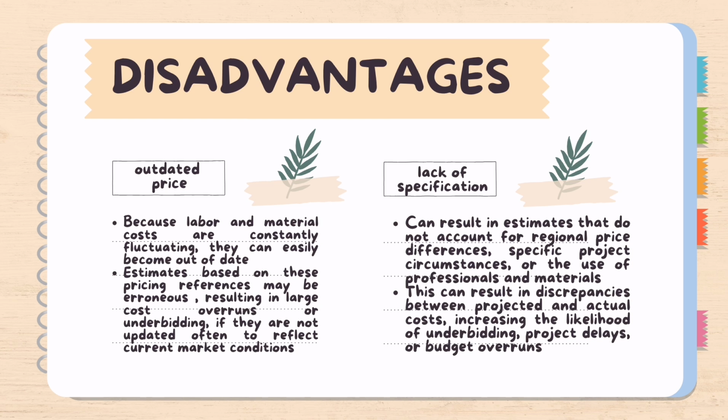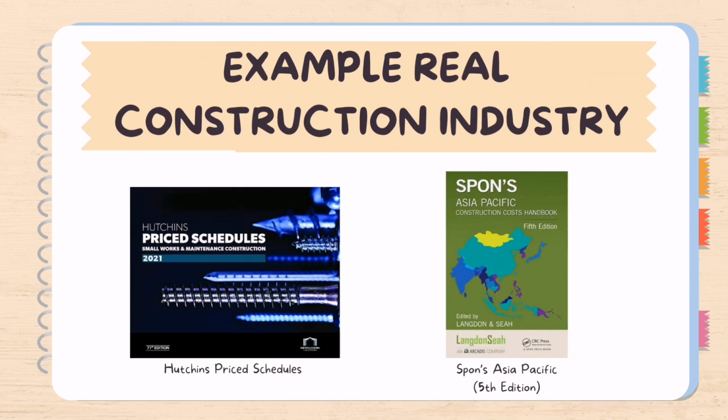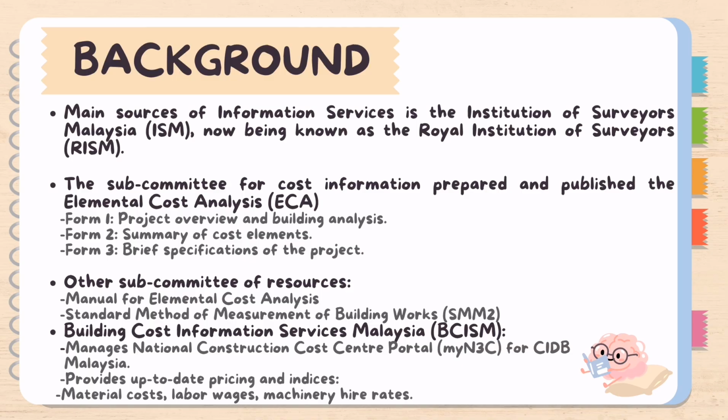Then, the next disadvantage is lack of specification. The price books can result in estimates that do not account for regional price differences, specific project circumstances, or the use of professionals and materials. This can result in discrepancies between projected and actual costs, increasing the likelihood of underbidding, project delays, or budget overruns. Last, the example of a real construction industry is Hutchins Price Schedules and Swan's Asia-Pacific Construction Cost Handbooks 5th edition.